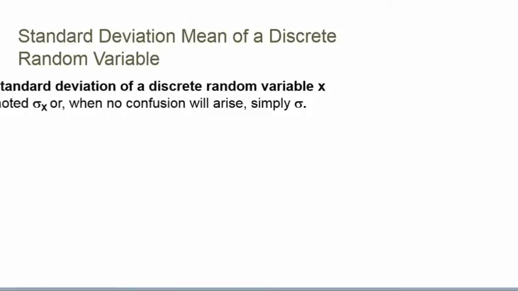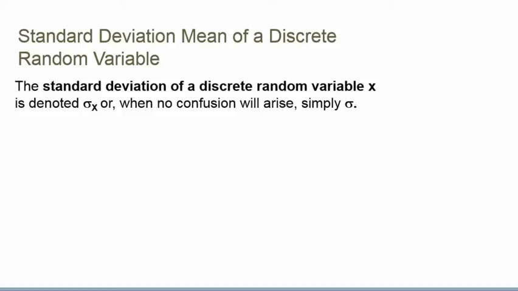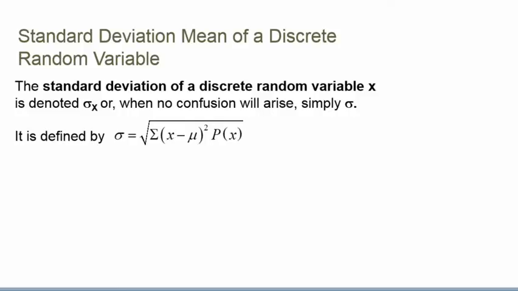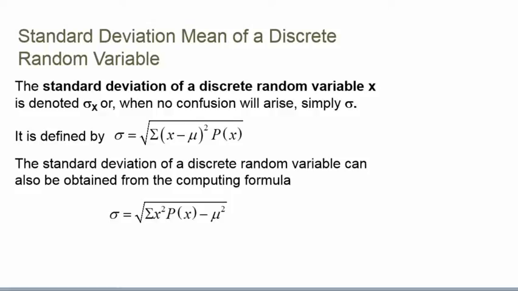Standard deviation of a discrete random variable. The standard deviation of a discrete random variable x is denoted sigma sub x, or, when no confusion will arise, simply sigma. It is defined by sigma equals the square root of the sum of x minus the mean squared times the probability of x. The standard deviation can also be obtained from the computing formula sigma equals the square root of the sum of x squared times the probability of x minus the mean squared.